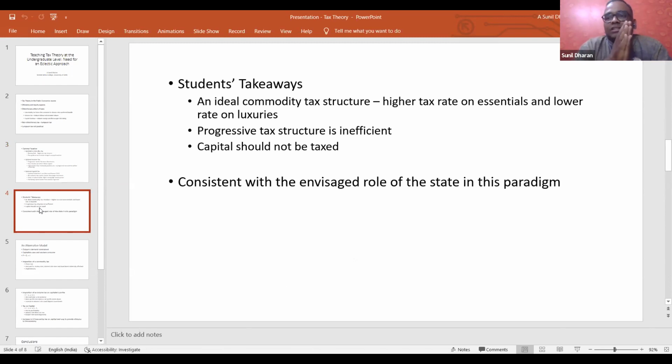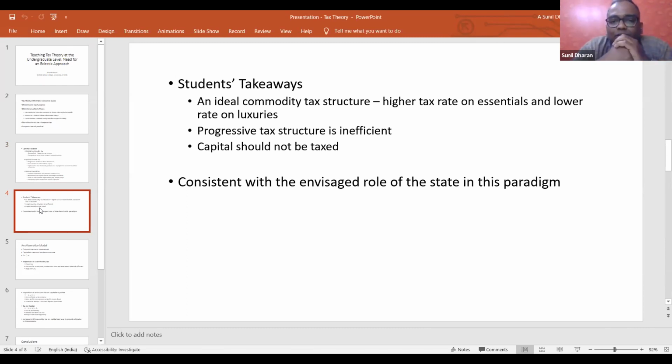But we teach the optimal taxation theory in Delhi University. And what do students learn from this theory that we teach in the class? In a society with a very high degree of inequality, what students learn is that an ideal commodity structure is one where you levy a very high rate of tax on essentials and a low rate of tax on luxuries. They are taught that a progressive tax structure is inefficient. Also, they're taught that capital should not be taxed because that would harm the long-term growth prospects of the economy.